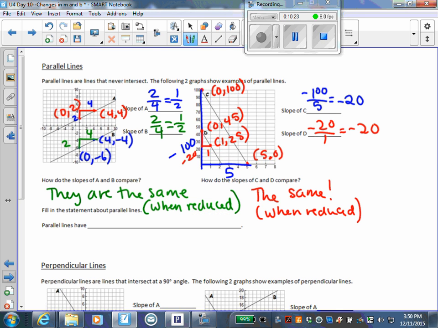All right, so fill in the statement about parallel lines. Parallel lines have the same slope. That should make sense because parallel lines have the exact same steepness. That's why they never cross. And if they have the same steepness, they have to have the same slope.